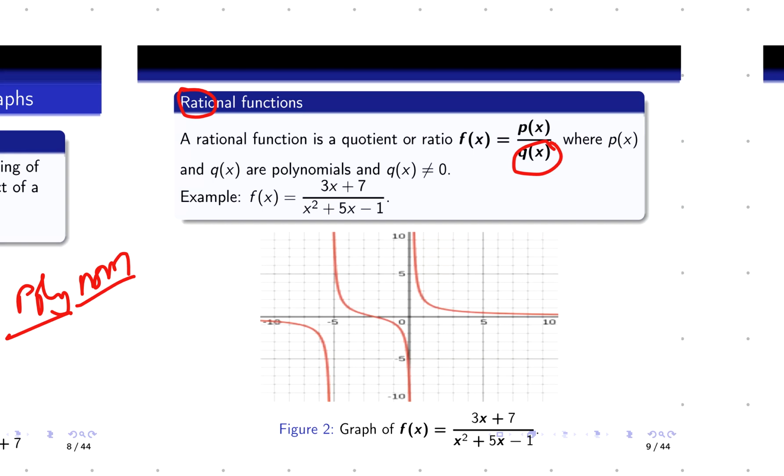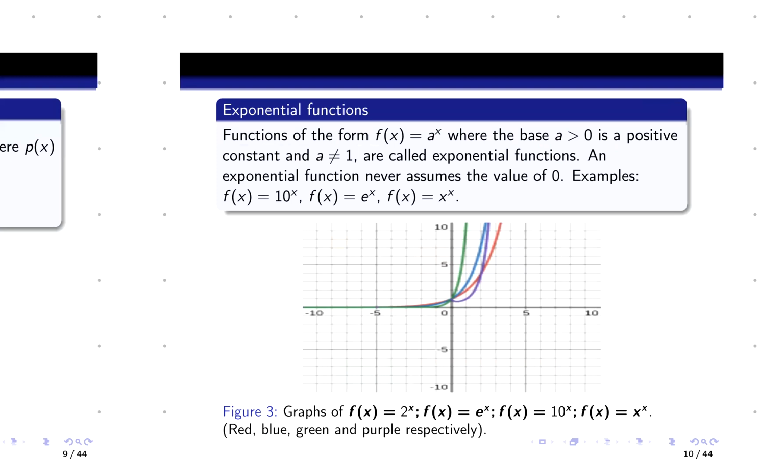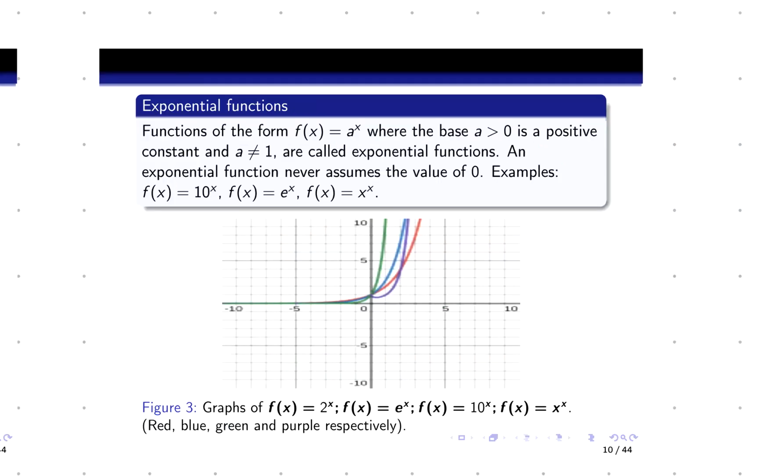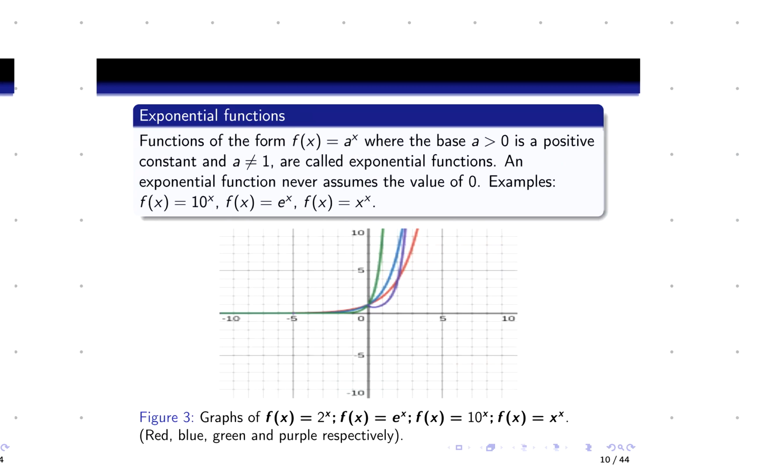Okay, so then we go to exponential functions. Functions of the form f of x equals a raised power x, where the base a is a positive constant and a is not equal to 1, are called exponential functions. An exponential function never assumes the value of 0. So exponential functions will never become 0.